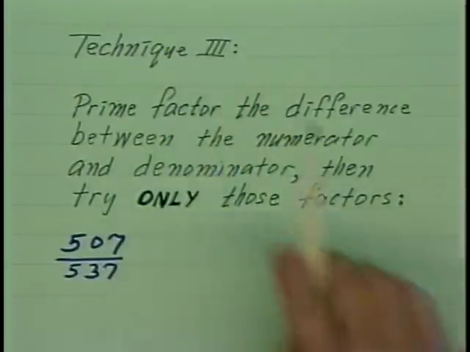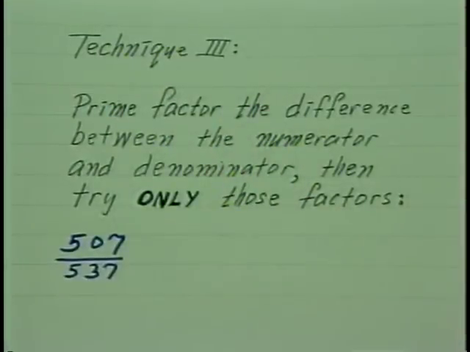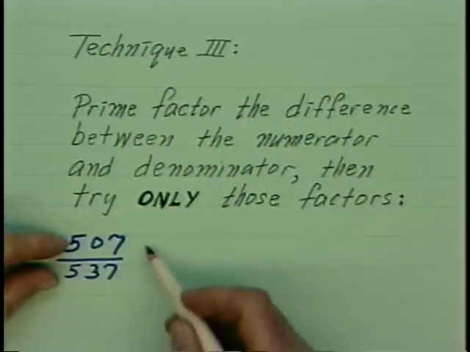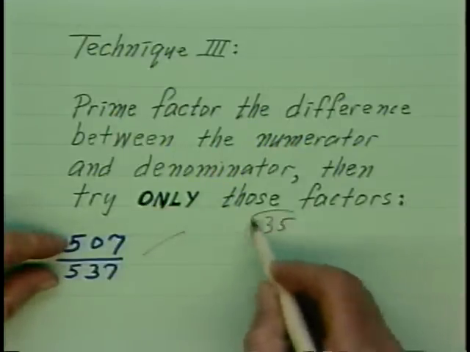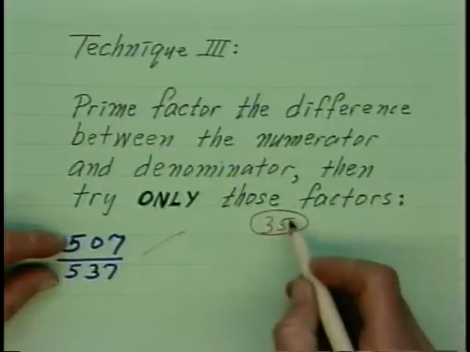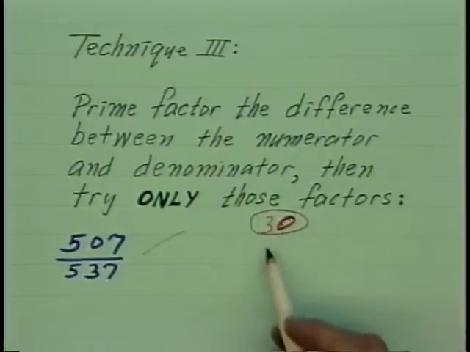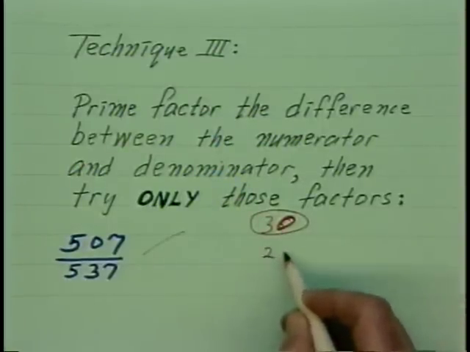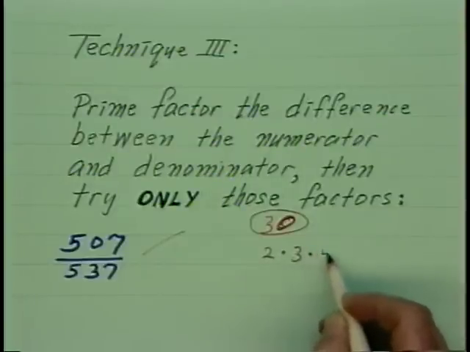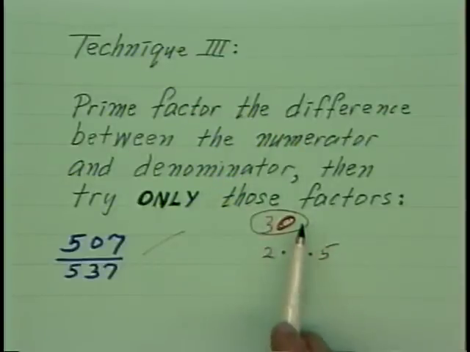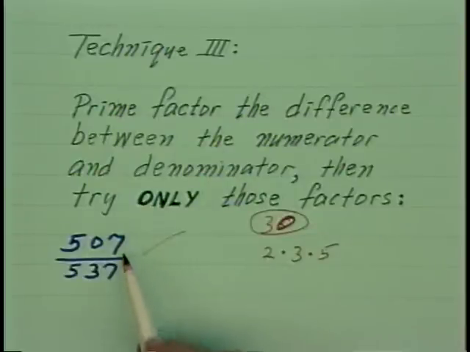And our third technique, which was not given to you in the textbook, is that we take the difference between the numerator and denominator, which in this case is 30, and prime factor only this difference. So we can see that 2 goes into there 15 times, 3 goes into the 15 5 times. So the only prime divisors of the difference of these 2 are 2, 3, and 5. So this tells me the only candidates I should try to reduce these are the 2, the 3, and the 5.